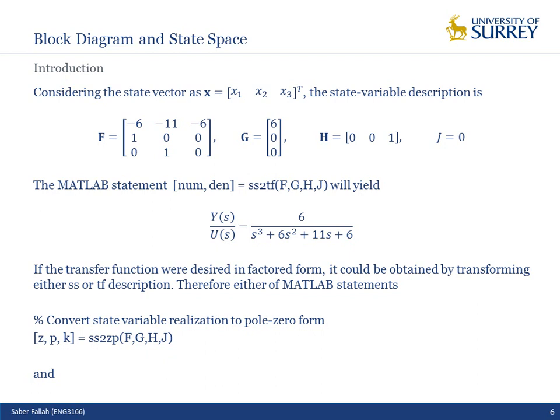But if you have these matrices, you can use MATLAB to get the equivalent transfer function. How can you do this? You need to use the command state space to transfer function, ss2tf. ss2tf gives you the numerator and denominator of the equivalent transfer function. If you give it matrices F, G, H, J, given here, you will get the numerator and denominator of the transfer function.